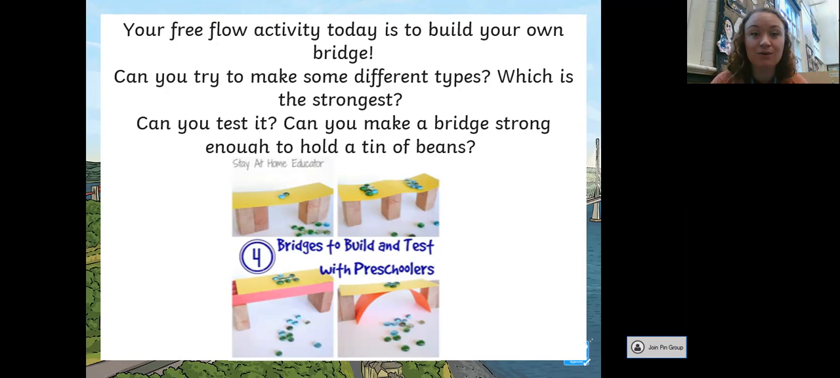I'd like you to post some photos of your bridge on your portfolio for Class Dojo. However, I would also like you to draw a picture of your bridge, because we're going to use that picture in our writing activities later on in the week. So don't let it go anywhere.